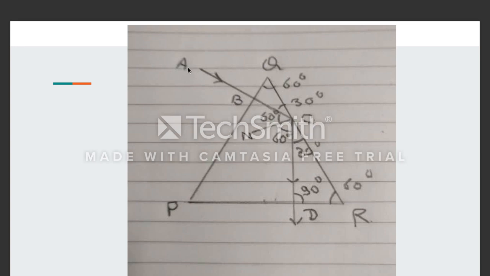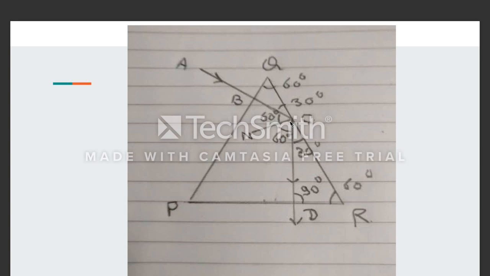The moment the light ray strikes the surface, what happens? This angle is 30 degrees, so what will be the remaining angle? 60 degrees. Why the laws of reflection? Students need to understand this very clearly. Here, the angle of incidence was 90 degrees. Whenever the light ray strikes a surface normally, it goes straight, undeviated. That is how it entered.